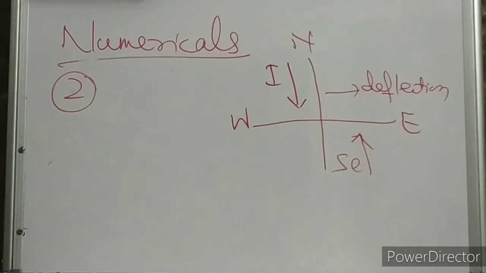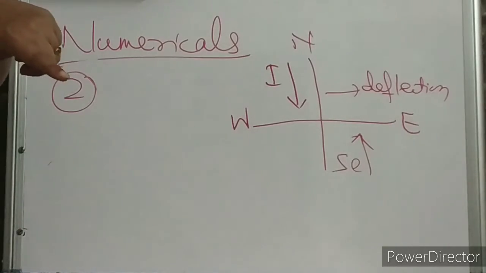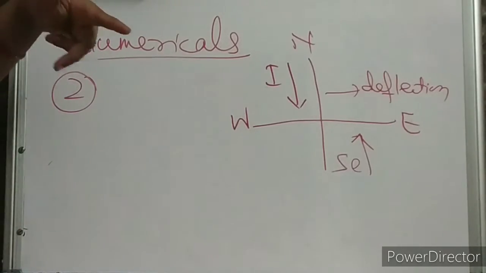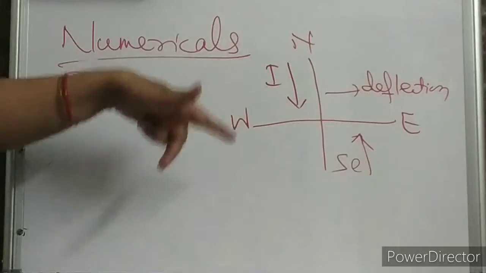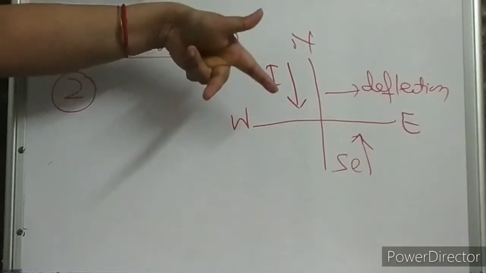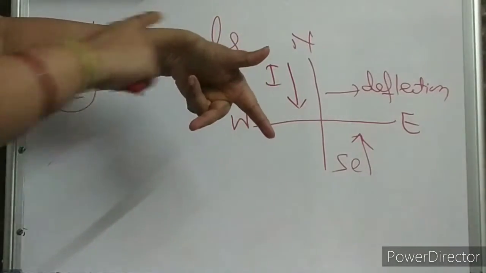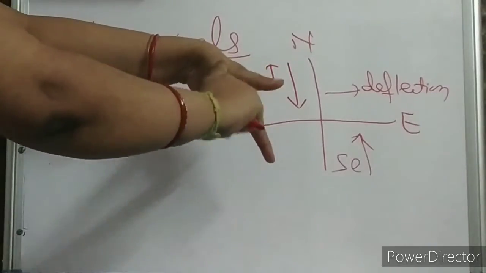Stretch your fingers. First, you don't know about your magnetic field direction. So what will you do? See, first is current. So this is your current direction. Thumb is for the motion of the conductor.